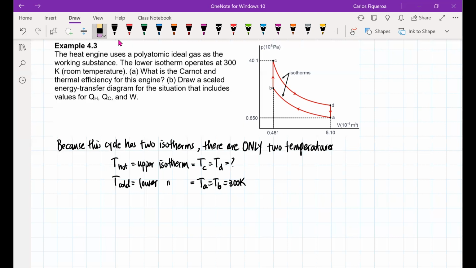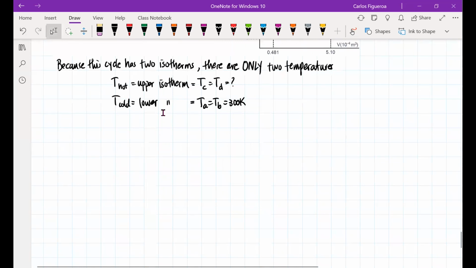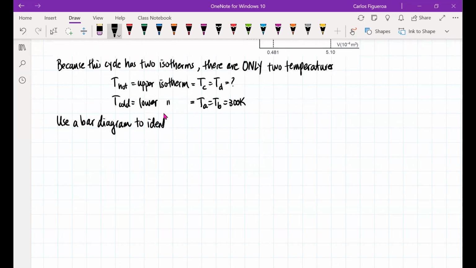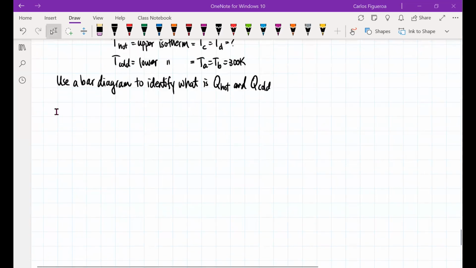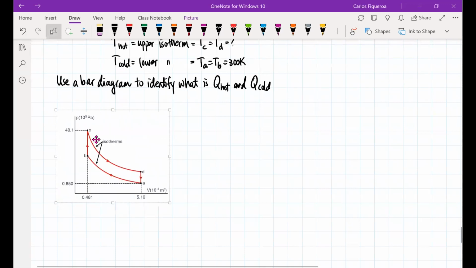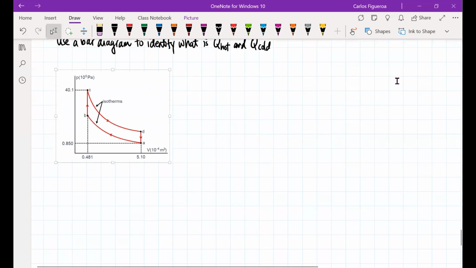Okay, now that I have that, the next thing that I need to do here is that I'm going to use a bar diagram to identify what is Q hot and Q cold. So what I'm going to do here is that I'm going to carry this little PV diagram with me so it's easier for me to put things into perspective.